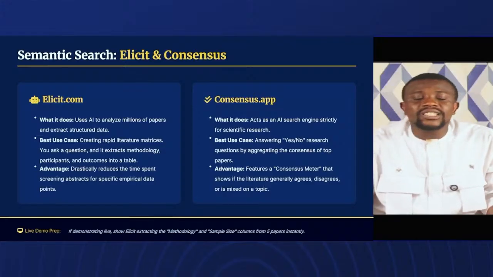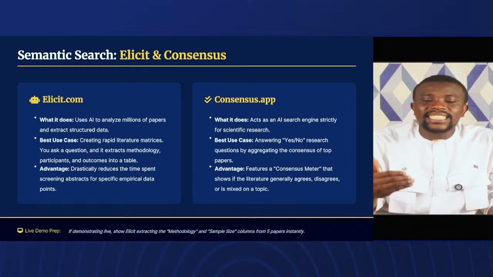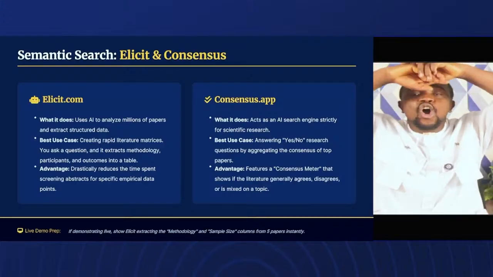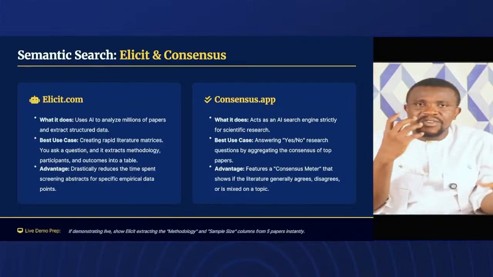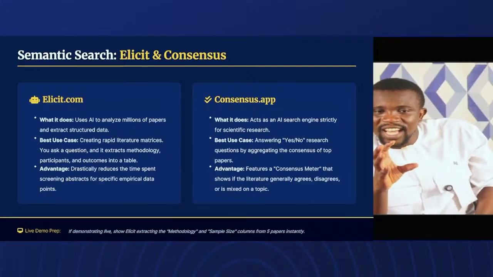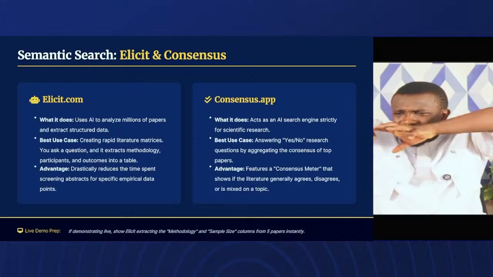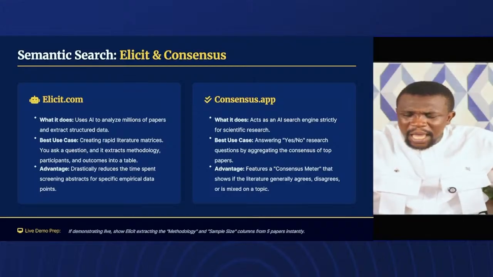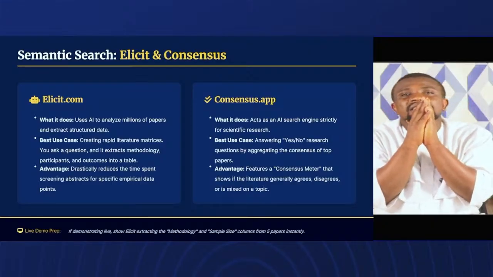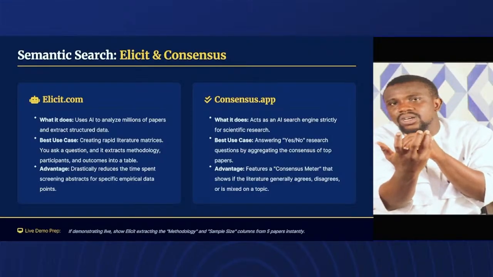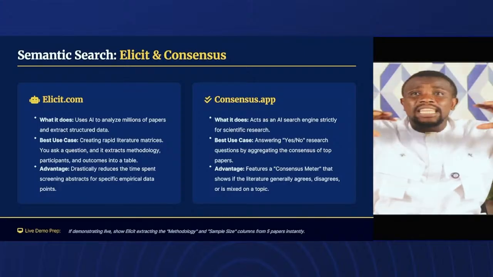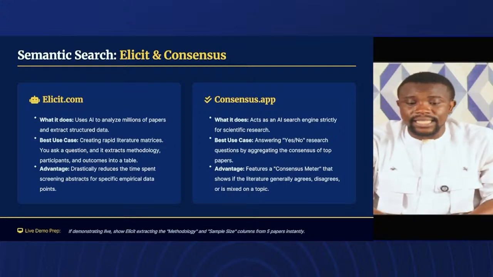And the best use case of Consensus is that it answers a yes or no research question by aggregating the consensus of the top papers. For example, you have a question you want to ask, you put it on Consensus, and Consensus finds the top papers that agree with you. Just like when we are doing a census. Oh, what does a census show? A census shows the number of the population in a country. And that's what Consensus does.